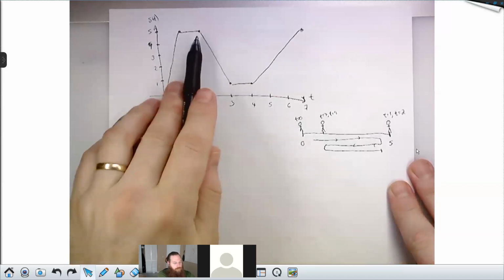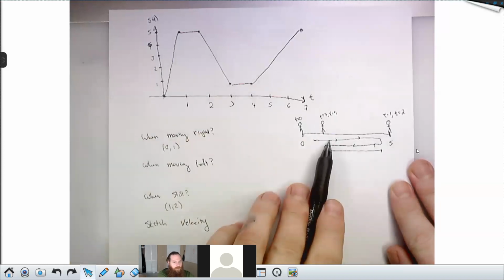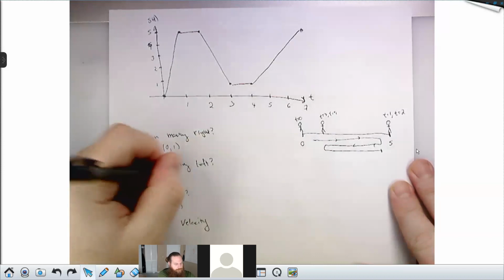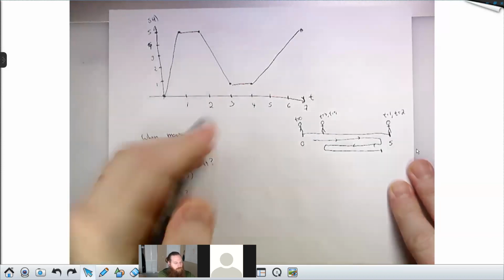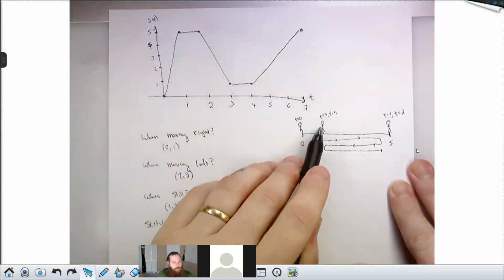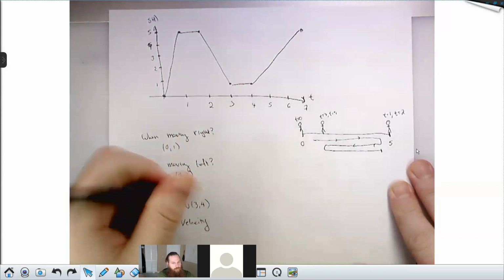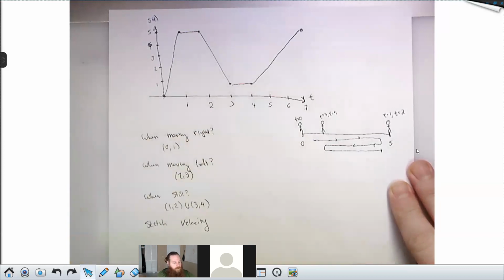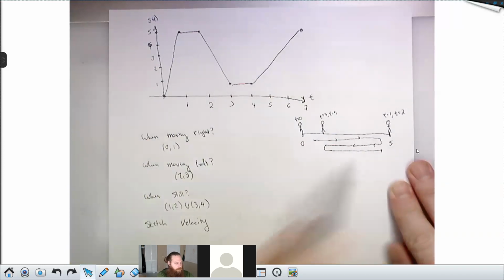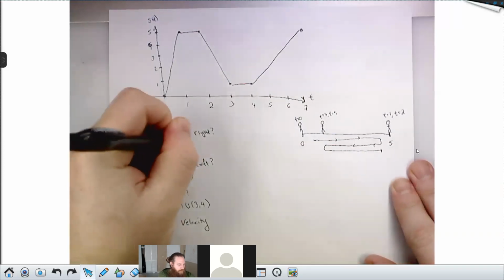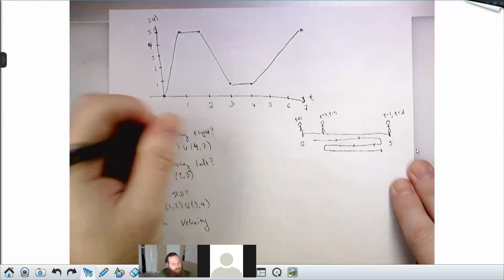From time t equals 2 to t equals 3, we're running back to the left. Then from time t equals 3 to t equals 4, we're sitting here waiting. So we're standing still again from 3 to 4. And then from time t equals 4 to t equals 7, we're walking more slowly back out, but we're walking to the right. So this is 4 to 7. So that's my whole journey.